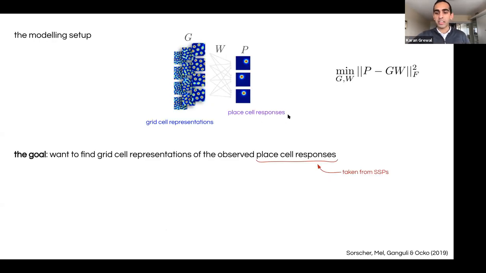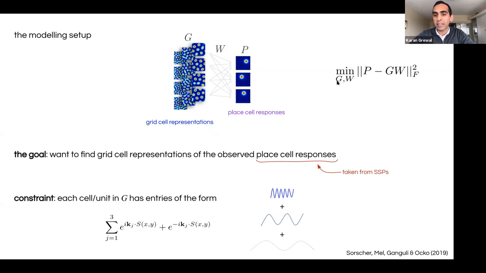Okay, so now we get to the modeling problem here. The goal here is to find grid cell representations, to discover grid cell representations of the observed place cell responses. So the representations of locations that we've obtained from the spatial semantic pointers, the SSPs, those are like our observations here. And then we want to uncover grid cell representations for those. And so how this is done is just through a minimization of, okay, so this can be a neural model, or it can just be a regular regression problem.